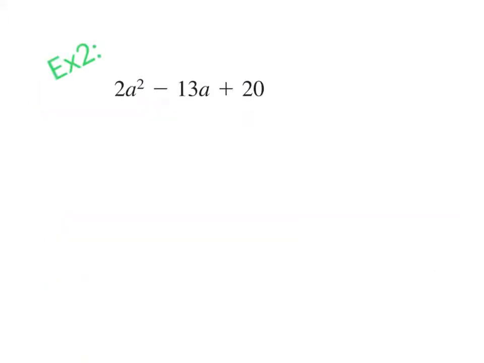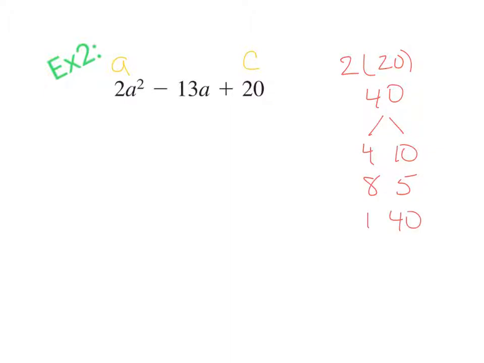Next one, same idea. So I'm going to make sure that my polynomial is in standard form, which it is. a squared's up here, and a to the first is here, and a to the 0 is technically there. Then what I will do is I will take a and c, and I will multiply them. So 2 times 20 is 40. I'm going to list my factors of 40. So 40 is 4 and 10, 8 and 5, 1 and 40 obviously.